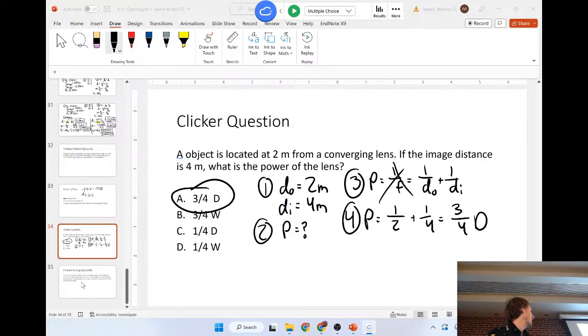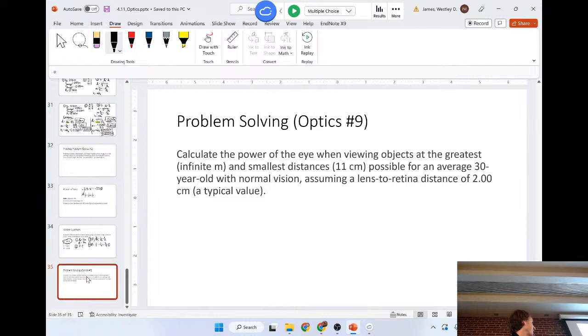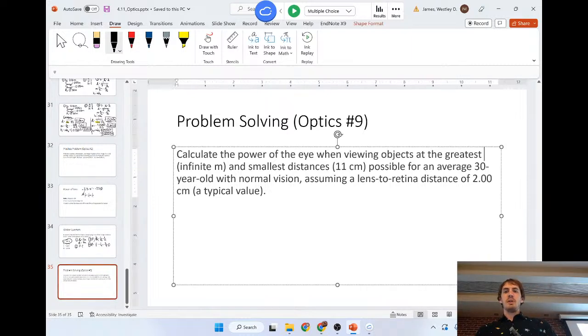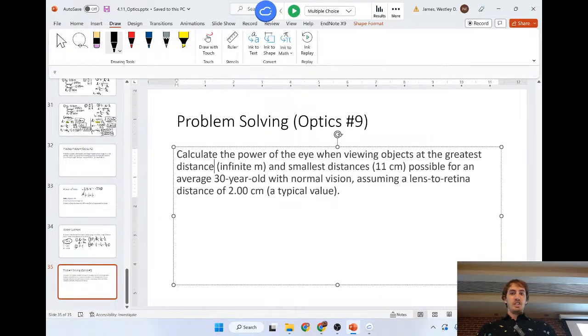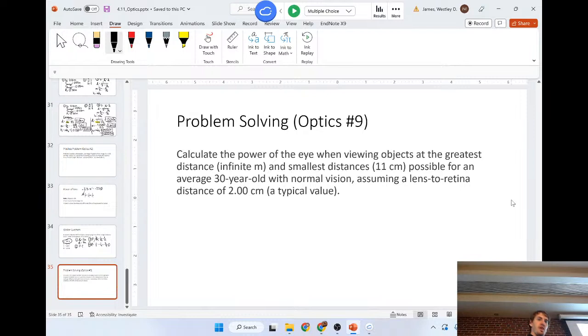So there's a fun problem that I found. I like this problem in the book. And the book had the wrong information here. So there's some fun information in this problem. It says calculate the power of the eye when viewing objects at the greatest distance possible that your eye can see, and the smallest distance possible for an average 30-year-old like myself. I'm 29, I'm rounding up. With normal vision, assuming a lens to retina distance of 2 centimeters. So the size of your eyeball, roughly.